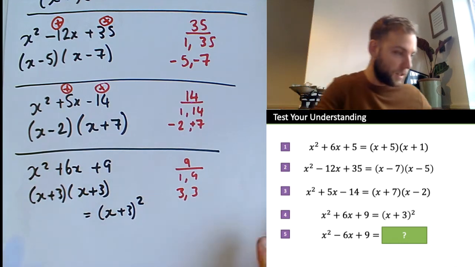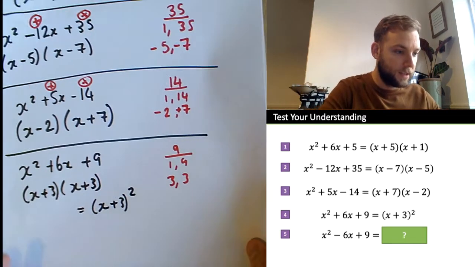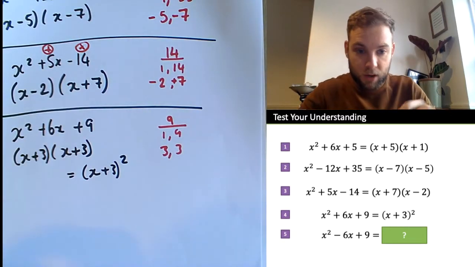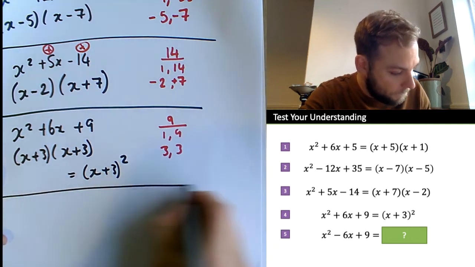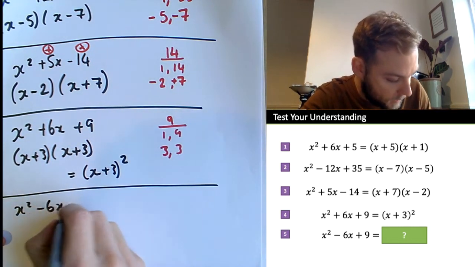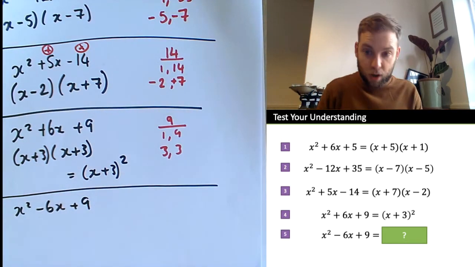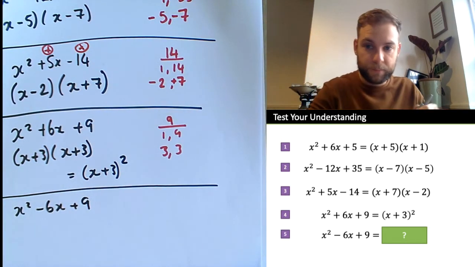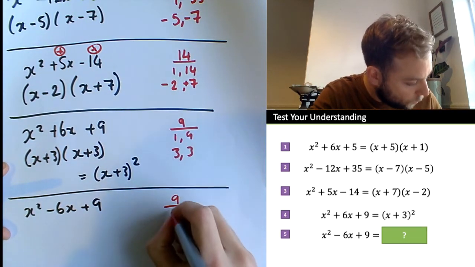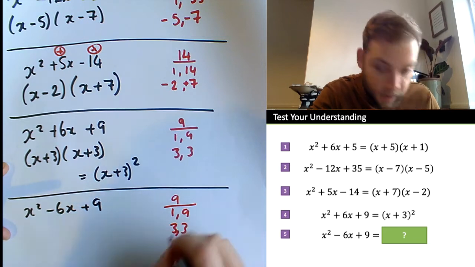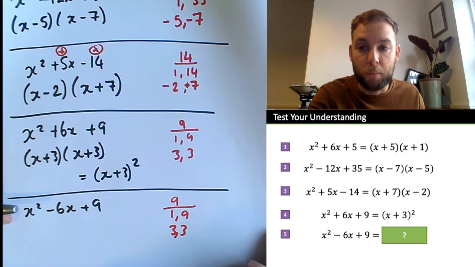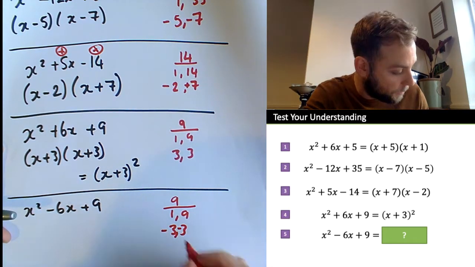And we've got this last little one. Let's do this down here. So, x squared minus 6x plus 9. We've already got the factors of 9 over here, which are 1 and 9, 3 and 3. If it's minus 6 and this is positive, it means they both must be negative. So it's minus 3, minus 3.